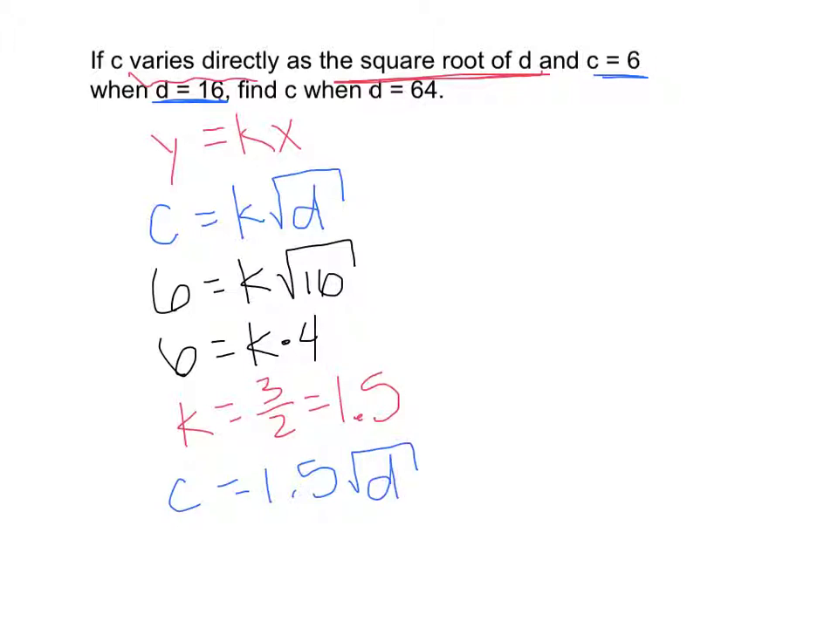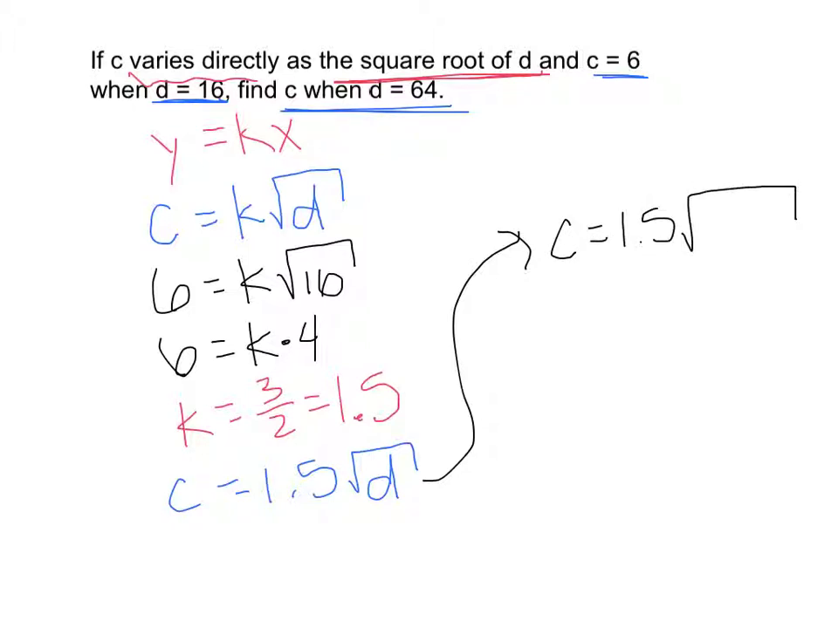Now we can finish our problem. We want to find c when d is 64. So let's plug in. C equals 1.5 times the square root of 64. So square root of 64, it's going to be 8. So c equals 1.5 times 8. So c equals 12.